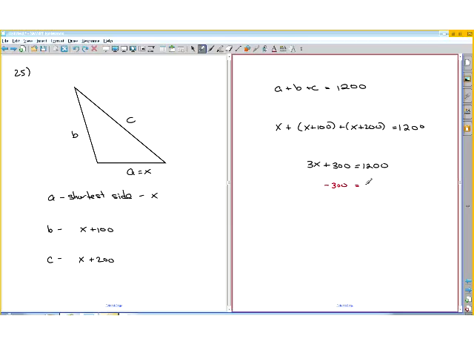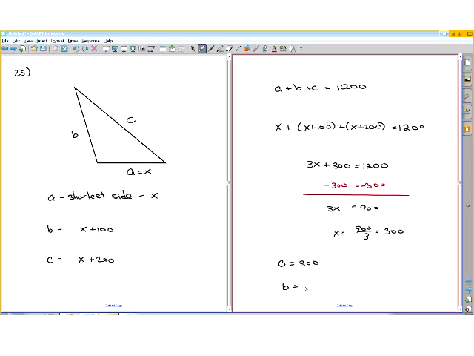Subtract 300 from both sides. Why do we do that? Because I want to get this by itself. So that gives us 3x on this side. That goes to 0, so we can drop it. 1,200 minus 300 is 900. And so 3x is 900. Divide both sides by 3. Then we get x is 300.